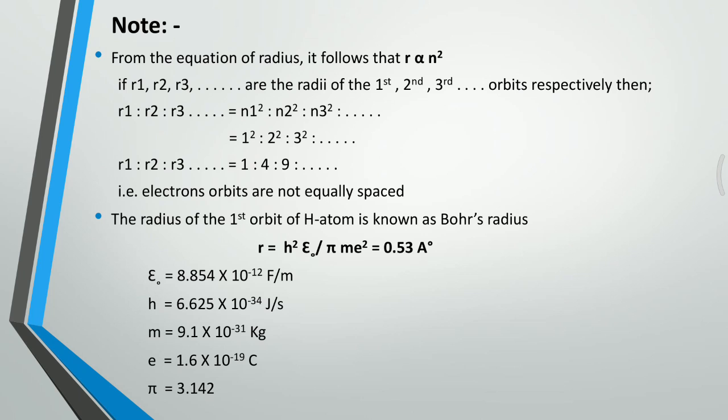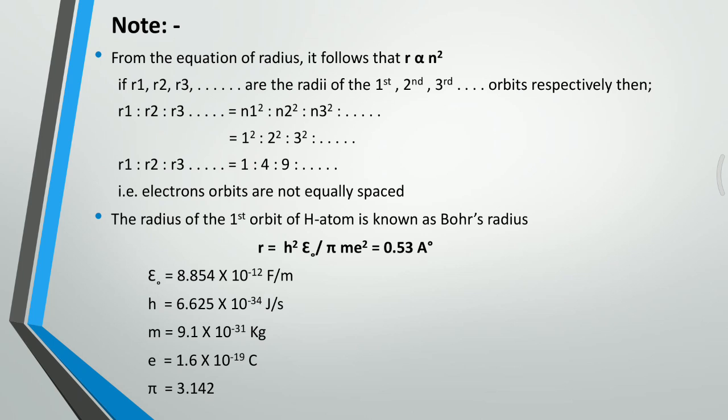That is, if r1, r2, r3 are the radii of the first, second, third orbits respectively, with n1, n2, n3 as the orbit numbers, then r1, r2, r3 are in the ratio of n1², n2², n3². For the first orbit it is 1², for the second orbit 2², for the third orbit 3², and so on. That is 1:4:9. In other words, the radii r1, r2, r3 are in the ratio 1:4:9, etc. From this, it is very clear that electron orbits are not equally spaced.